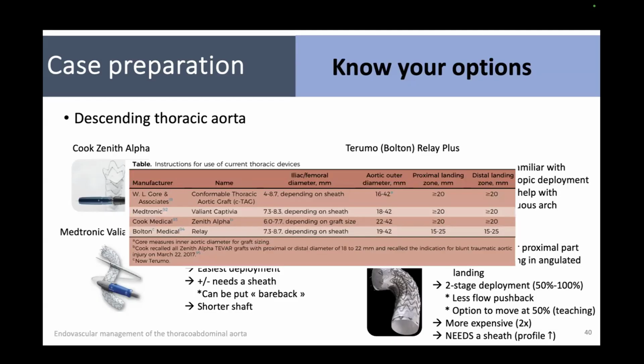Here are the little IFUs of these grafts, just so you know. You can treat aortic aneurysms if you have a landing zone that's up to 42 millimeters with these grafts. I would advise against going higher than 40, 41, but you could go up to 42 usually because the grafts are available in sizes up to 45. The proximal landing zone is always around 20, and the distal landing zone too, unless you're using Bolton, where there's a bit of variability there.